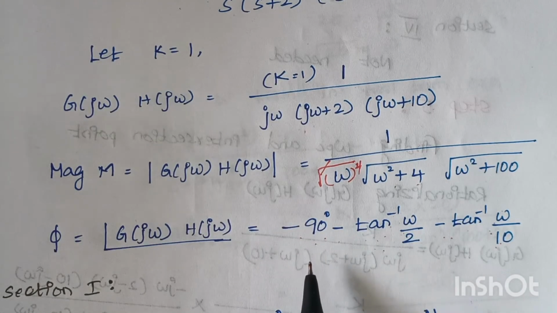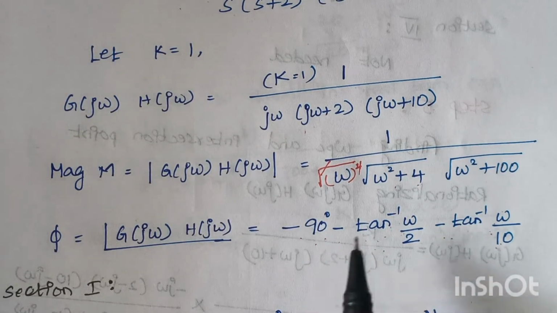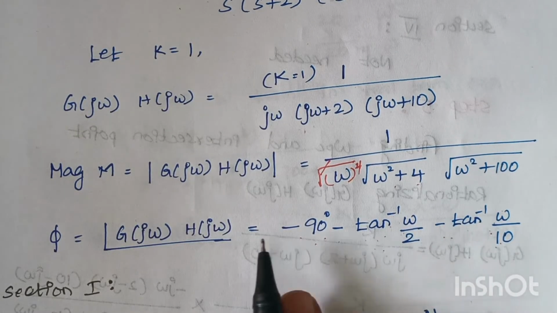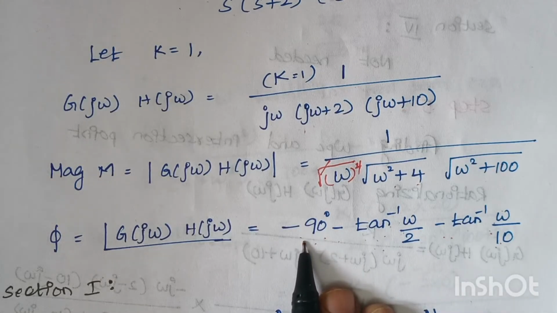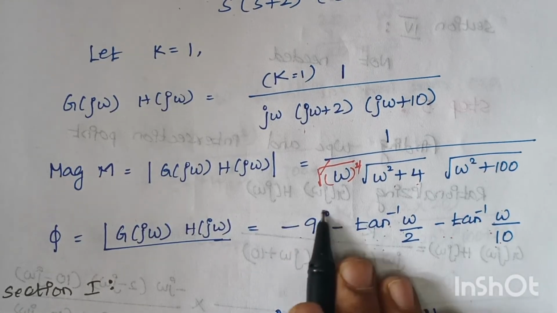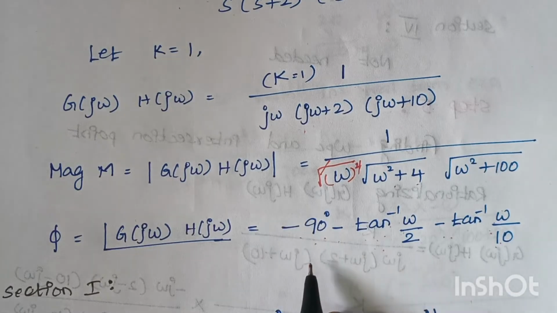But here there is a special thing which is to be noted. Whenever you substitute the values of plus 0 and minus 0, in regard to this phase angle, when you substitute minus 0, this angle is modified as plus 90 degree.